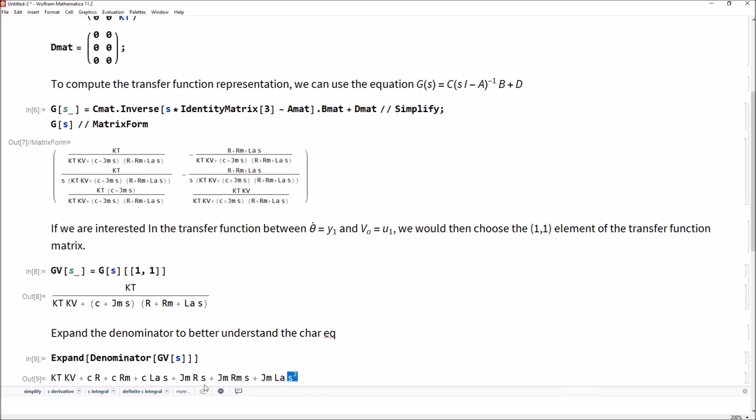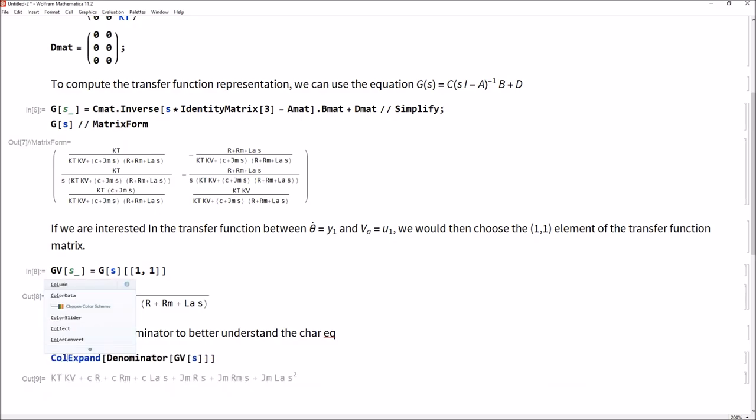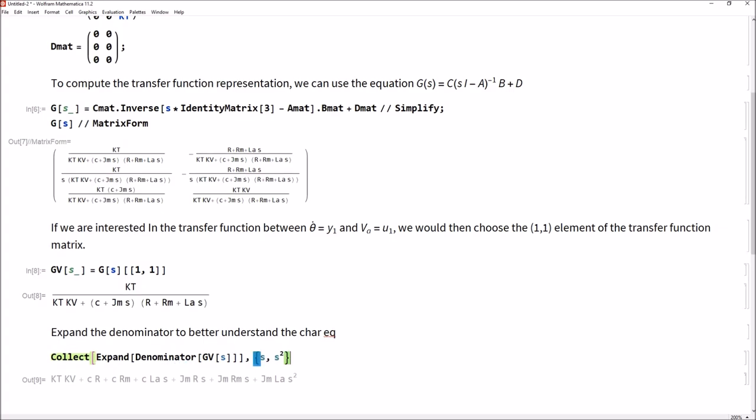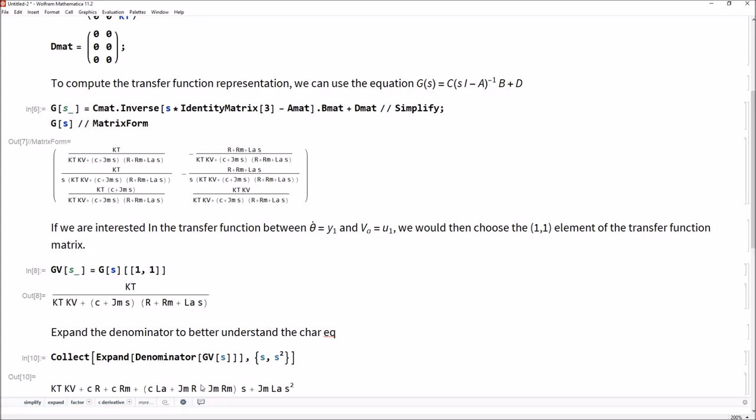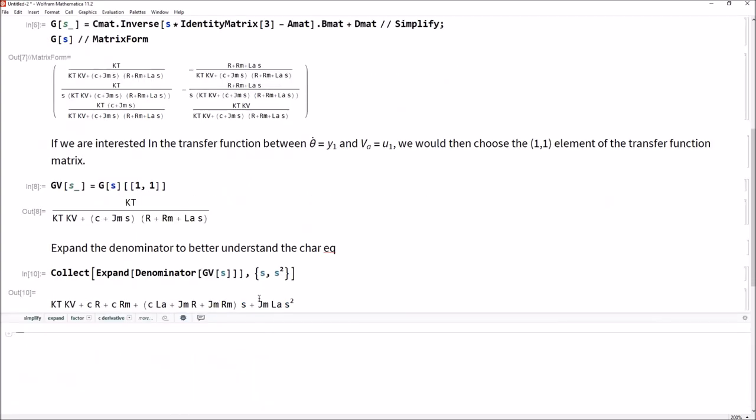And in fact, let's go one step further. Let's collect all of the like terms of S. So maybe what I'll do is let's go ahead and wrap this again with a collect. Let's collect powers of S and S squared just to manipulate this a little bit more easily. And there we go. You see, it's clearly a second order transfer function, right? So if you expand the denominator, you end up with, well, I guess we can write this out.